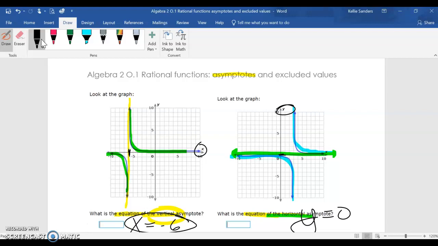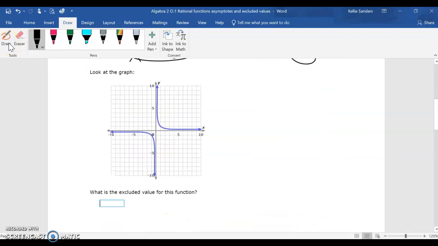So the vertical asymptote is always going to be x equals. The horizontal asymptote is always going to be y equals, depending on what the number is.